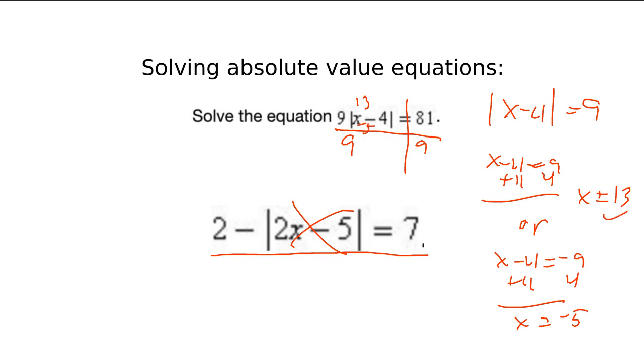So if I put -5 in here, -5 minus 4, that's -9. The absolute value of -9 is 9. 9 times 9 is 81. It works. Boom. They both work. Isn't that amazing? Love it.